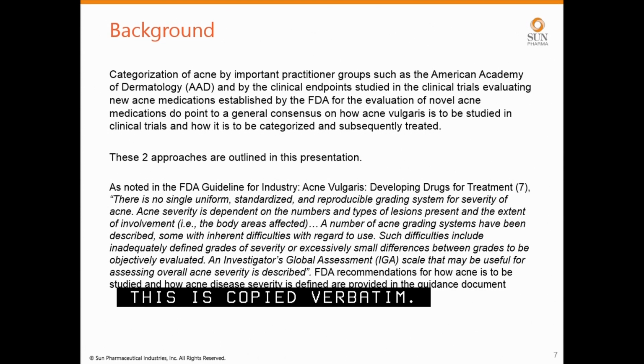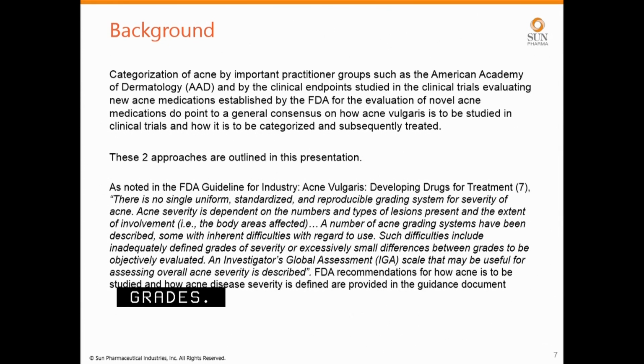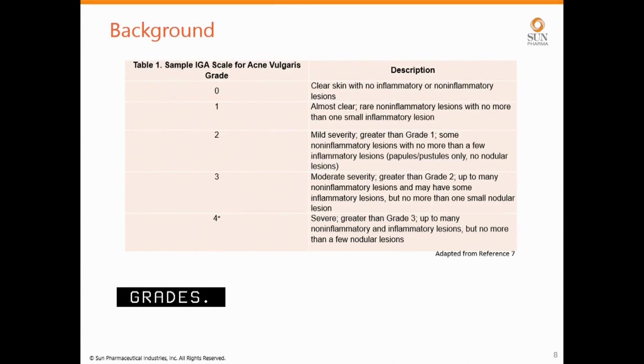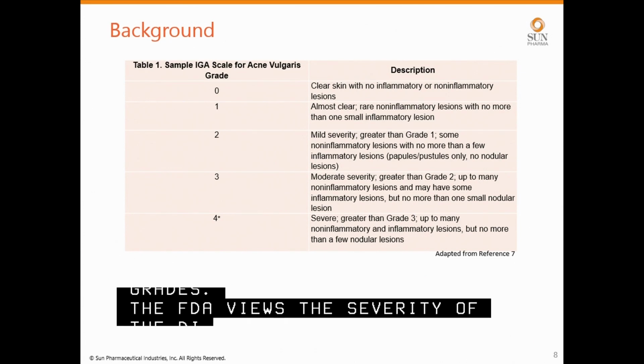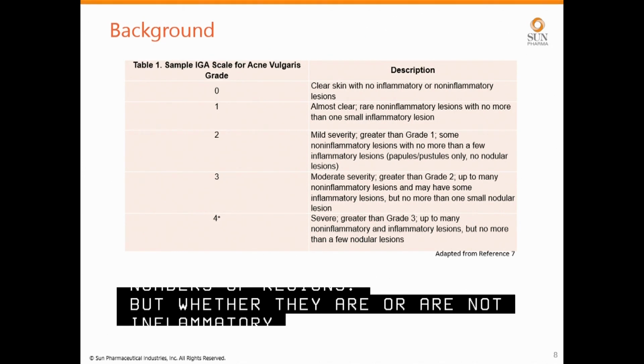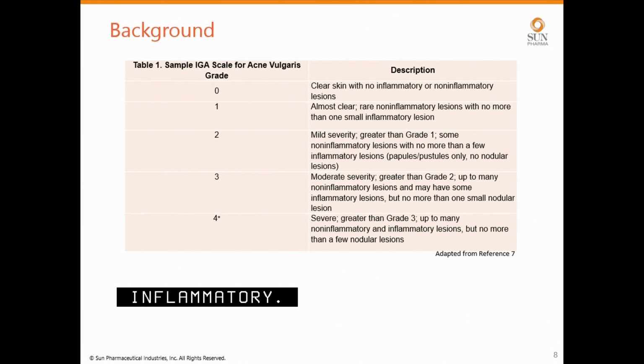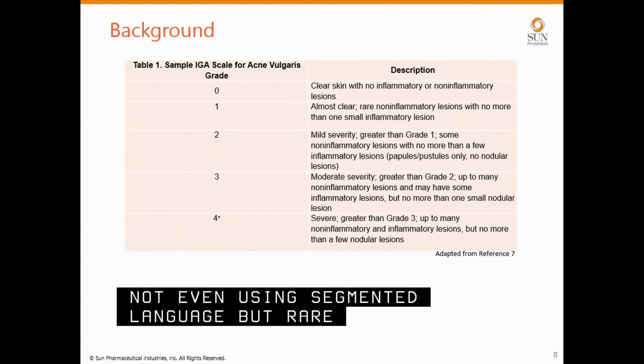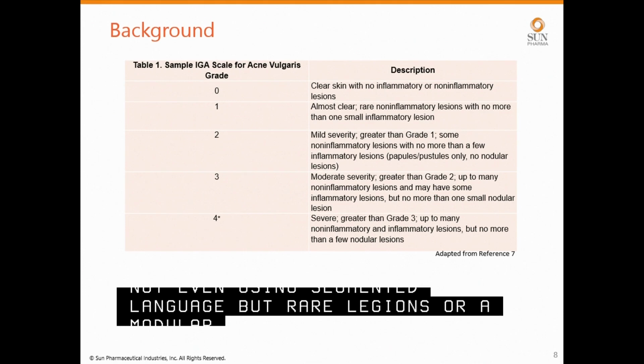And they recommend using, as you can see, an investigator's global assessment scale that may be useful for assessing overall acne severity. In fact, looking at the document itself, the FDA views severity of disease based not on numbers of lesions or even location, but on whether they are inflammatory or not, and not even using segmented language, but much broader language like few lesions, or rare lesions, or no more than one small nodular lesion, or no more than a few nodular lesions for group 4, which is obviously the most severe.